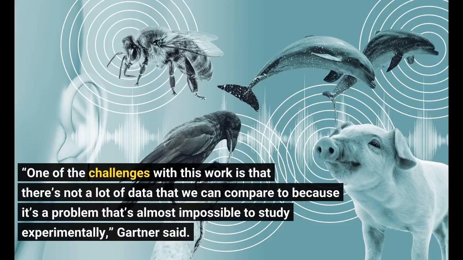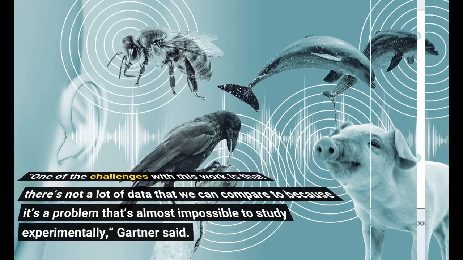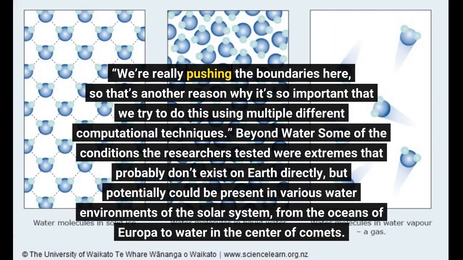One of the challenges with this work is that there's not a lot of data that we can compare to because it's a problem that's almost impossible to study experimentally, Gartner said. We're really pushing the boundaries here, so that's another reason why it's so important that we try to do this using multiple different computational techniques. Beyond water, some of the conditions the researchers tested were extremes that probably don't exist on Earth directly, but potentially.